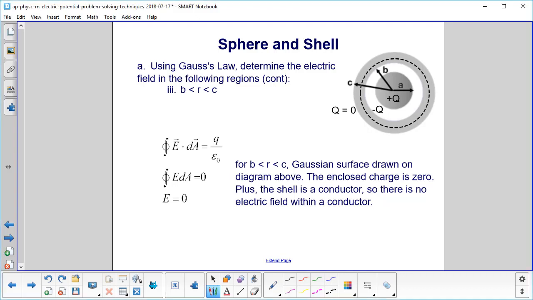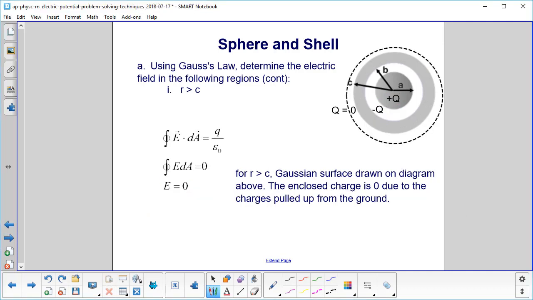Find the electric field within the shell. Gauss's law one more time. But what do we have here? Here's our Gaussian surface. The enclosed charge is 0. Therefore, the electric field is 0. And also from knowing about electrostatic equilibrium, conductors have no electric field within them, so we have two ways of saying this. But it's all coming from Gauss's law.